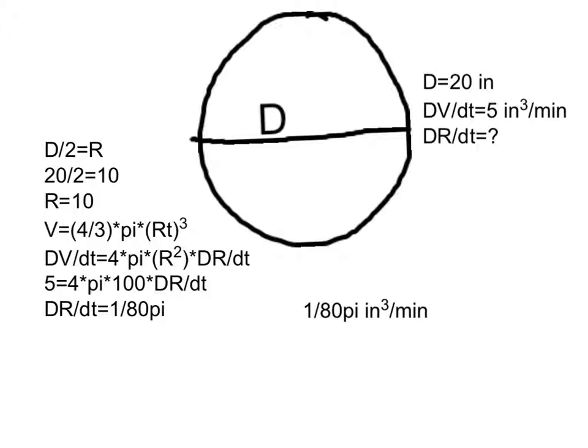Since you are given the diameter, you must divide this by 2 to get the radius. Then, take the derivative of the volume of a sphere equation, then plug in your known variables to solve for dr/dt.